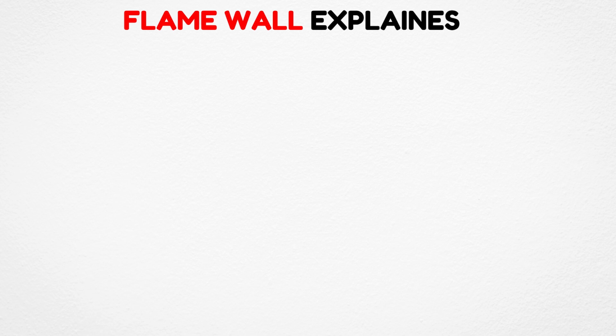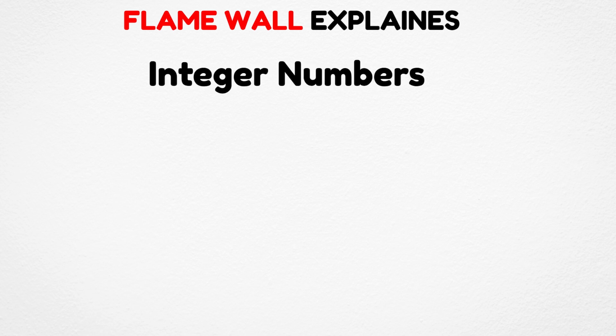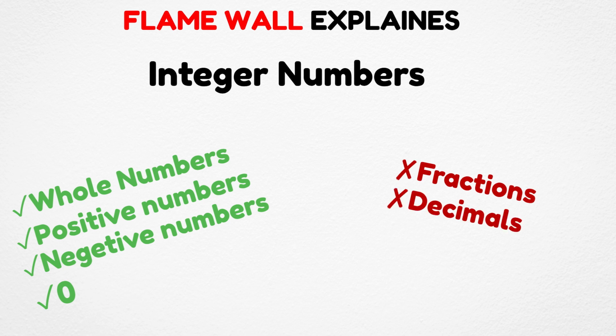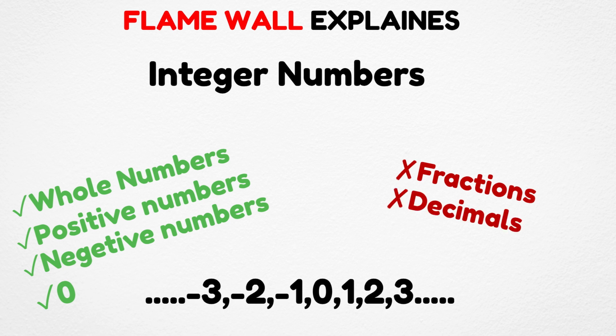Next we are going to see about integer numbers. Integer numbers are whole numbers that can be positive, negative or zero and do not have any fractional or decimal parts. Examples include -3, -2, -1, 0, 1, 2, 3 and so on.